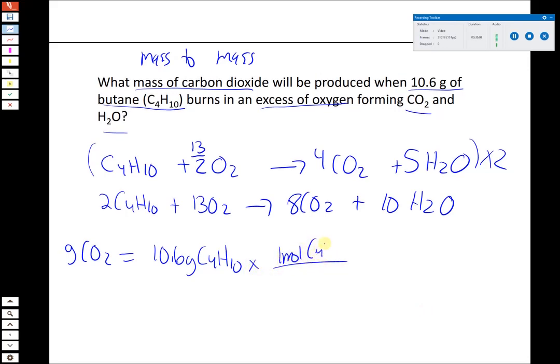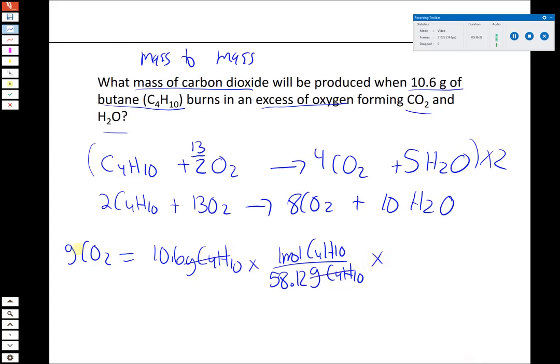1 mole of C4H10, sorry, I didn't write that very well, is how many grams? That's going to be the molar mass, which is about 58.1, I believe. Let's see. Yeah, 58.12 grams. So that's going to be the molar mass of C4H10 that allows us to convert grams into moles.